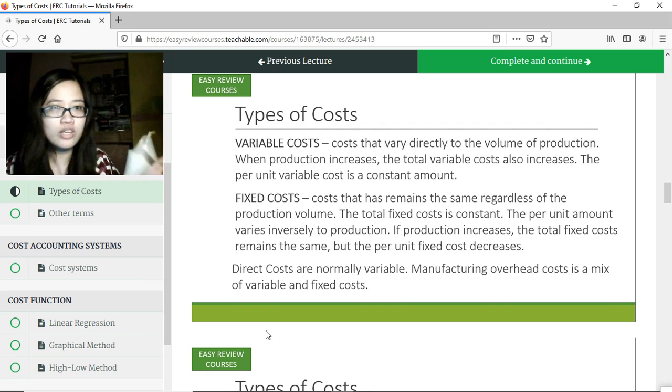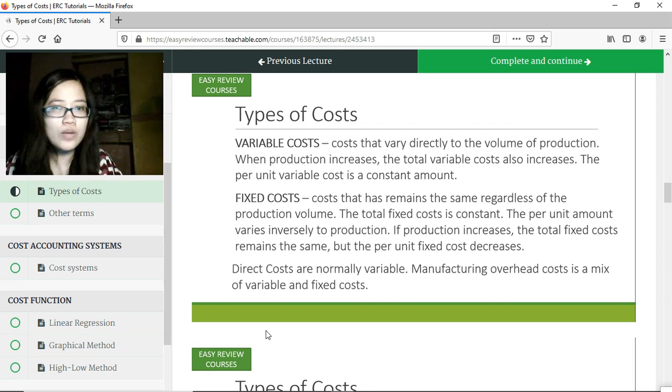Okay? So, kung mag-produce ka ng 100 units, times 5 pesos per notebook. So, how much is that? 500. Okay, na total variable cost mo. Okay, so kapag nag-increase yung production, nag-increase din yung total variable cost. Pero yung variable cost per unit, constant siya. Okay, same amount or same figure.